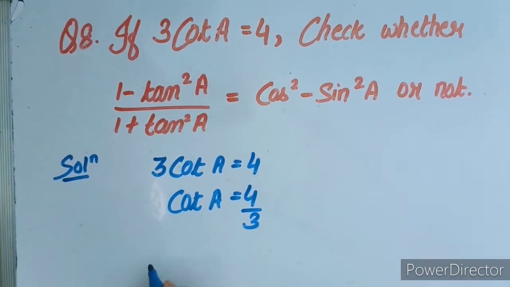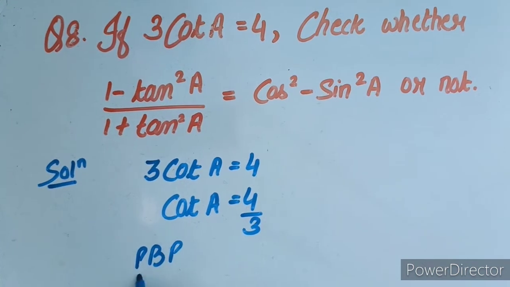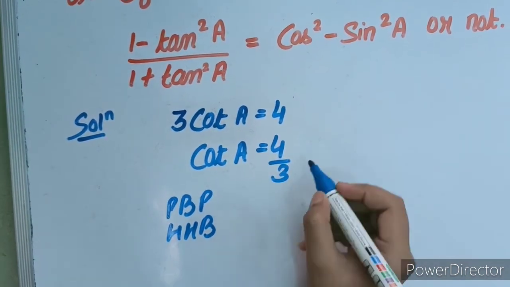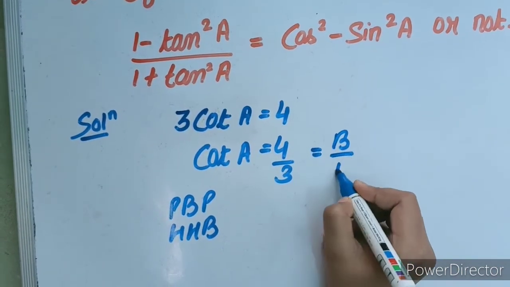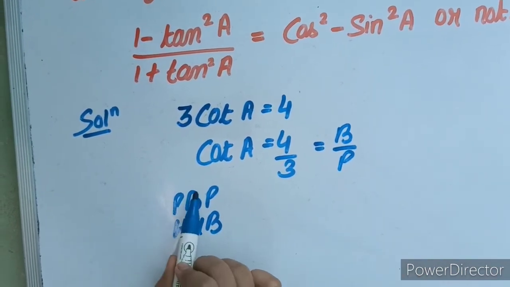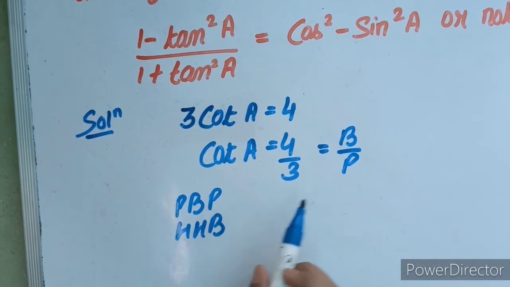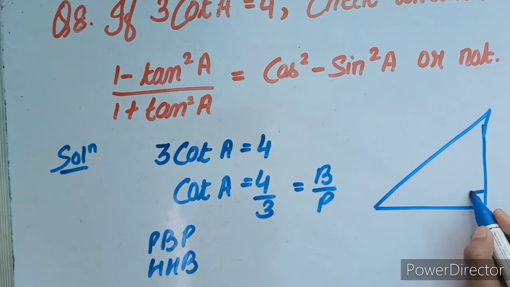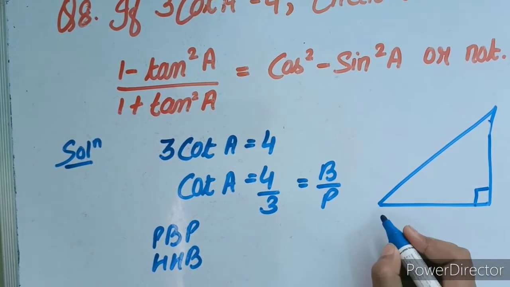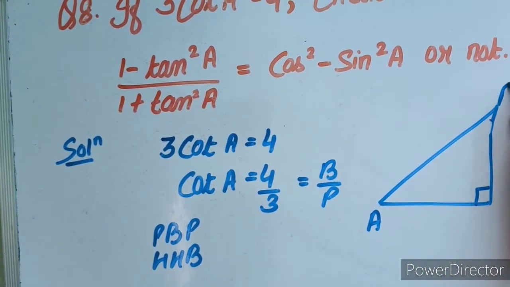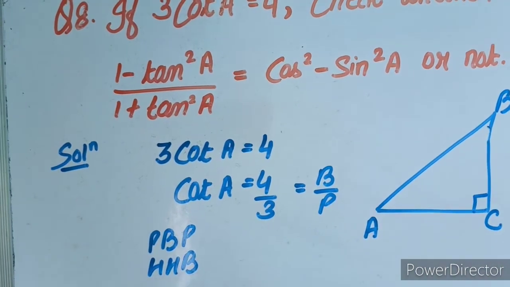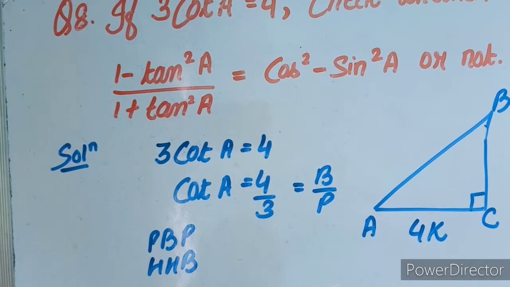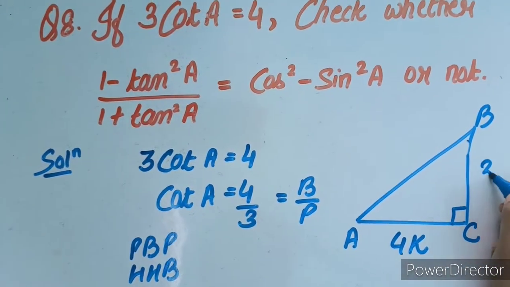Correct? Now we know that PBP HHP, so cot is equal to base upon perpendicular. Correct? Because this is sine, cos, tan, cot is B upon P. Now we are going to draw the figure with the help of the given information. Here I am considering A, here B, and it is C. So the base is 4, so here we are going to write base 4k, perpendicular is 3k.